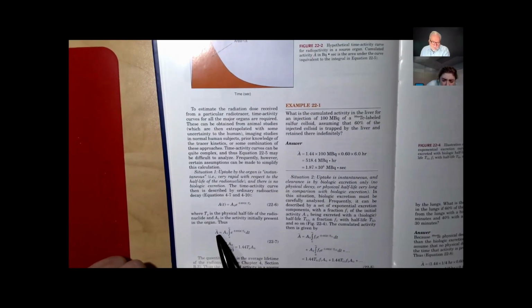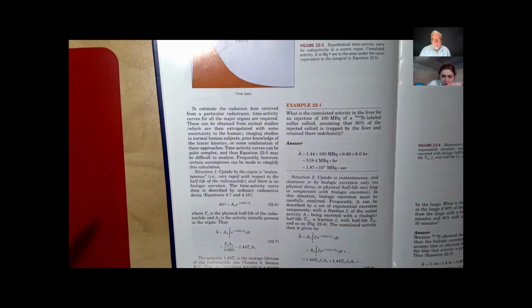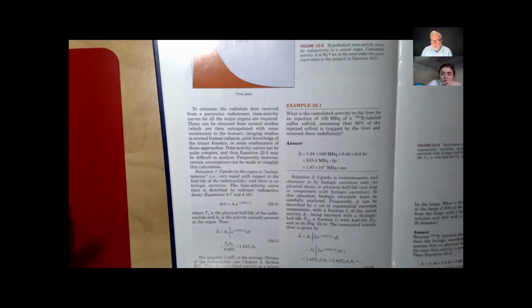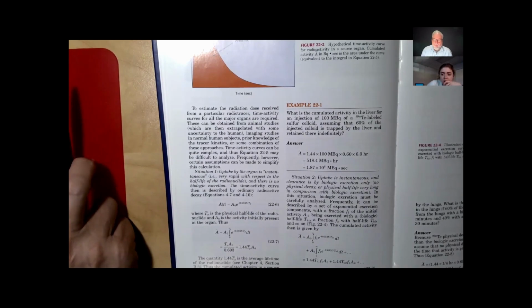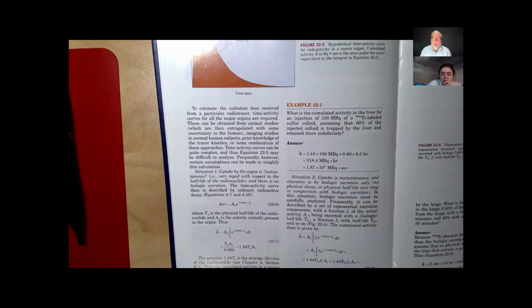So here, what they've done is they've integrated that curve that we just looked at from 0 to infinity. So they basically get this quantity, and you can simplify that as this, and that's equal to 1.44. Okay, so you need to know what the definition is and how it's different from physical half-life or biological half-life, and the context in which it's used.